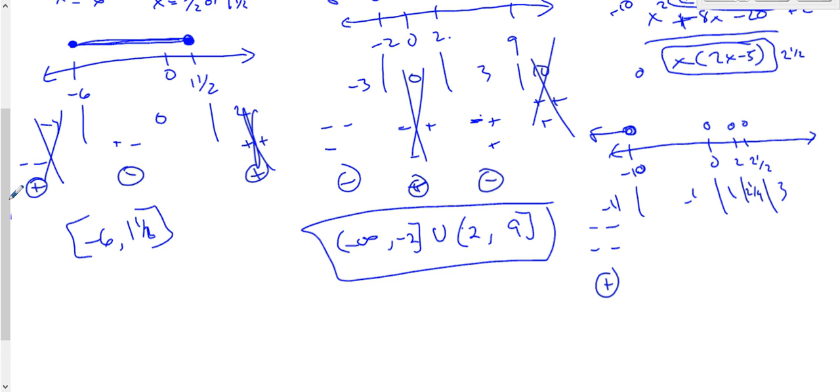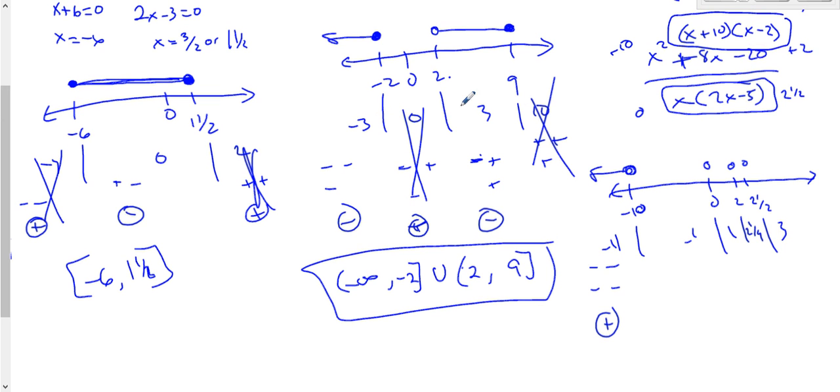With negative 1, negative 1 plus 10 is positive. Negative 1 minus 2 is negative. Negative 1 by itself is negative. And negative 1 times 2 is negative 2 minus 5 is negative. So 3 negatives make a negative, not what we want. Plug in 1. 1 plus 10 is a positive. 1 minus 2 is a negative. 1 on its own is positive. And 2 times 1 is 2, minus 5 is a negative. 2 negatives will give me a positive answer, so I'm going to be shading in between.